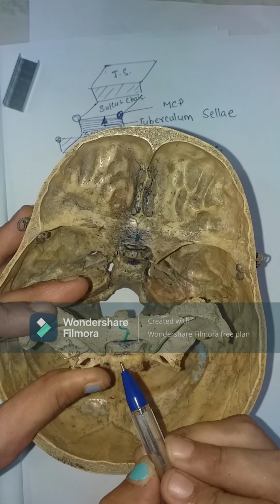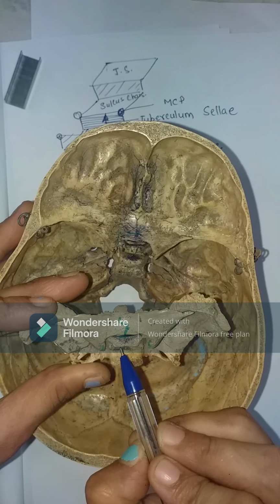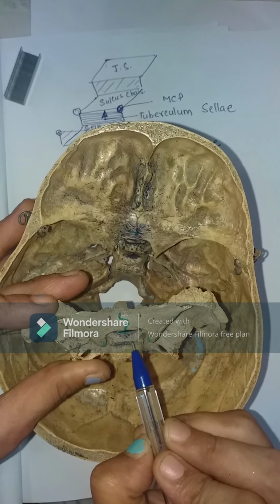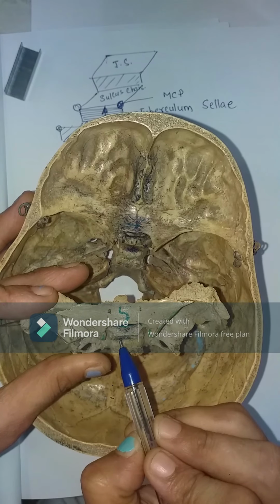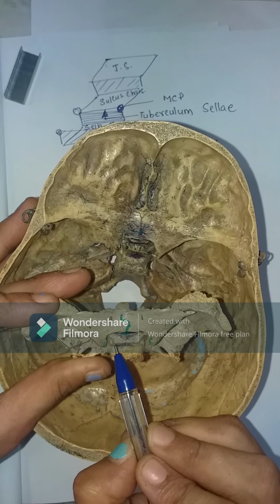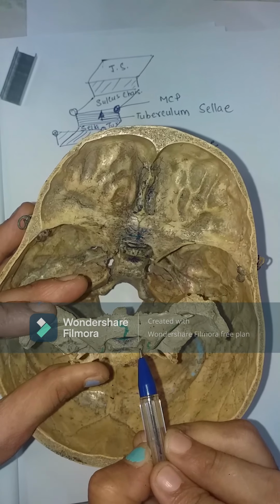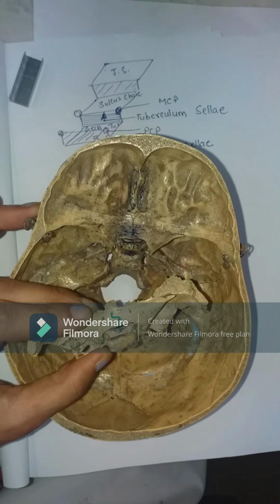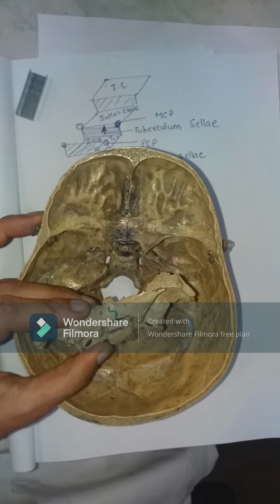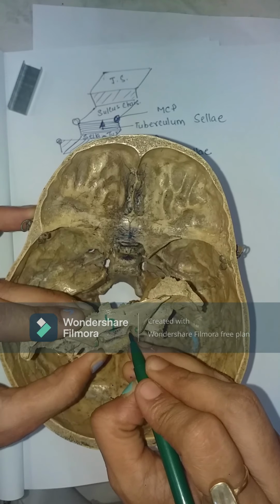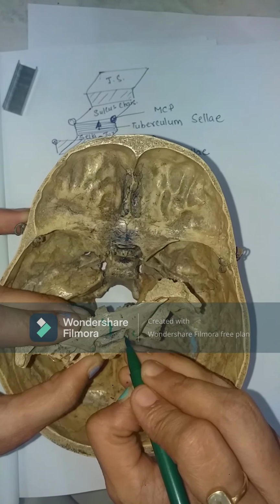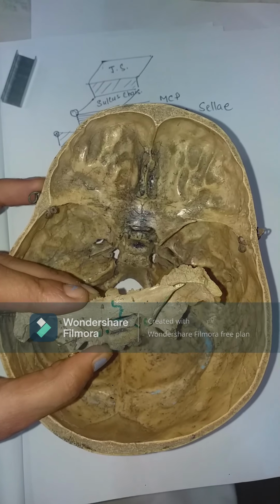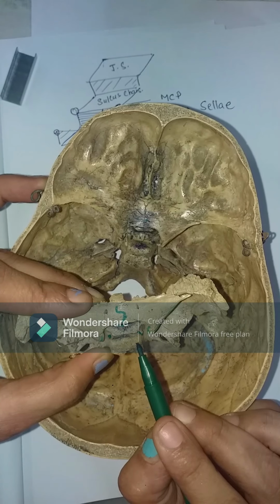Now, what is tuberculum sellae? Tuberculum sellae is the anterior raised margin of sella turcica. So where I am moving my pen, that is tuberculum sellae. And the lateral prominences of tuberculum sellae, just by the side of it, here you see, I will color it green. See, these are the middle clinoid processes. I have colored it green and I have colored it green over here. They're very thin, very, very tiny. Sometimes they may be absent.